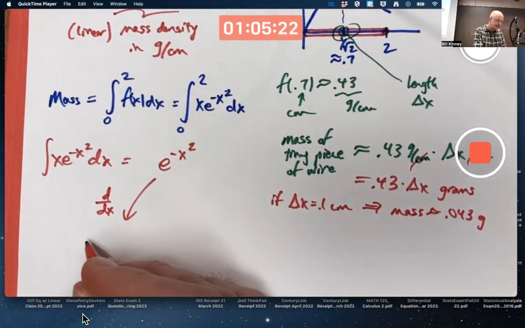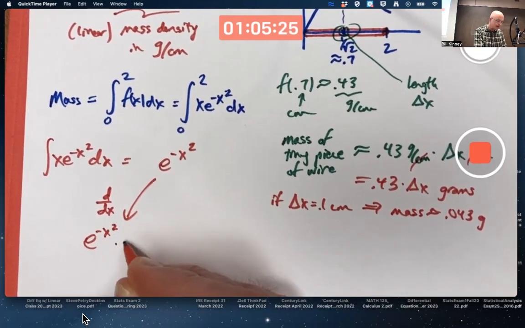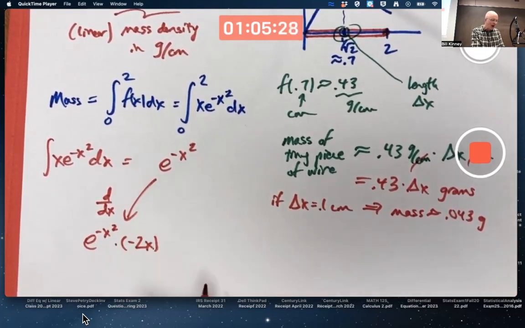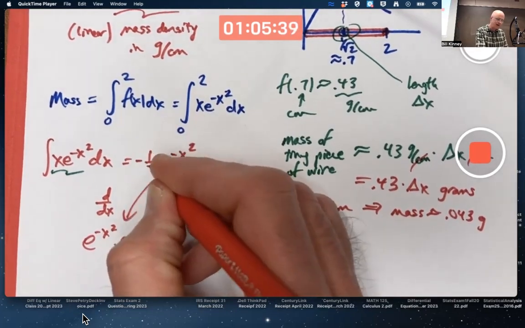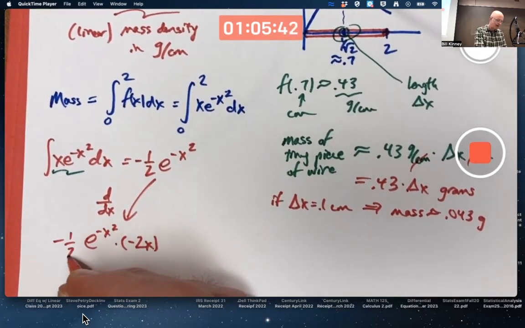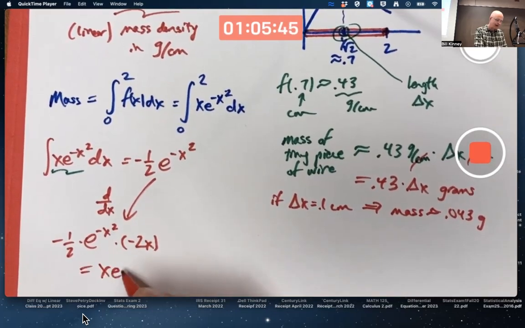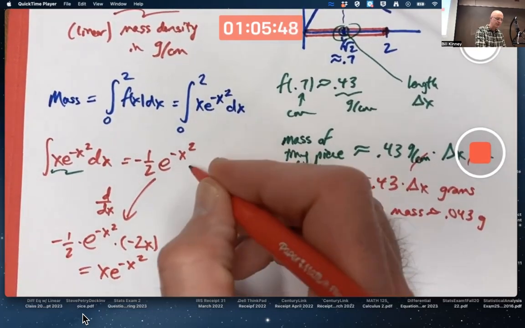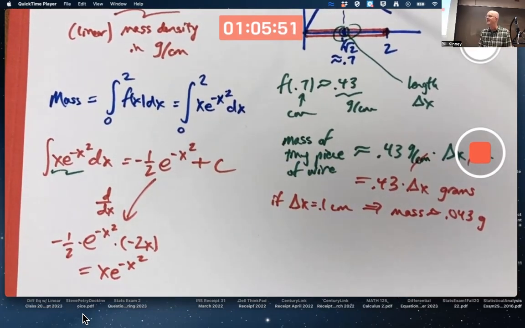Take the derivative of this. Use the chain rule. Get an extra factor of negative 2x. It almost matches that function there, doesn't it? Except for that pesky negative 2. Well, compensate. Put a negative 1/2 here. That'll work. There we go. Don't forget your plus c. That works. Guessing worked. Will it always work? No. Will it sometimes work? Yes. Will you get better with practice? Yes.